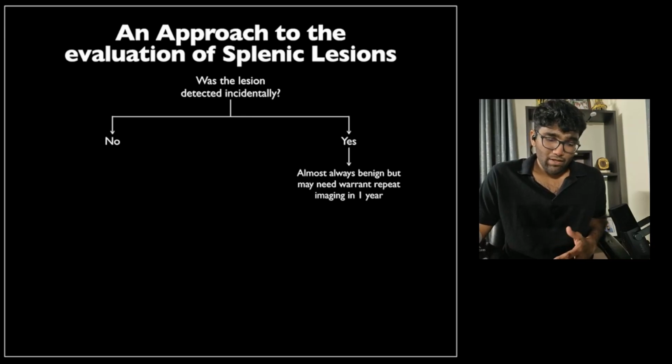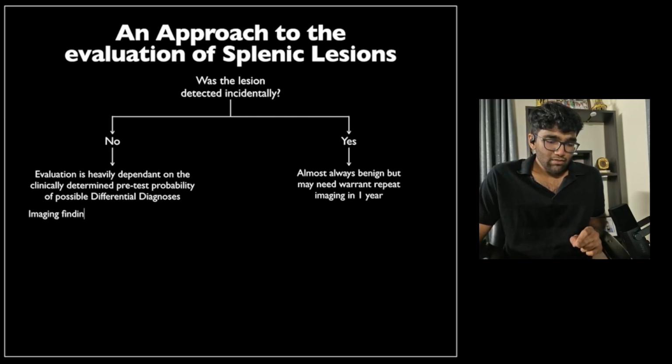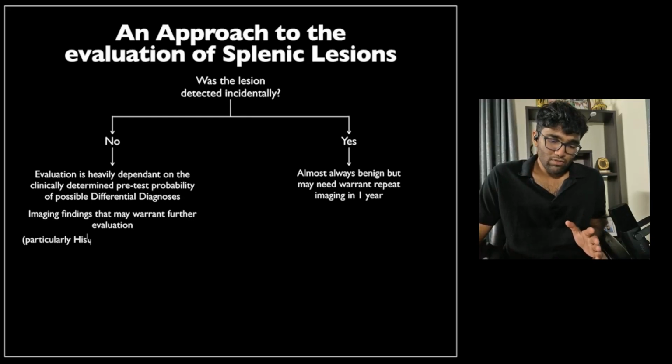If the lesion was detected due to some clinical findings such as fever, generalized lymphadenopathy or hepatosplenomegaly, in that case the evaluation is heavily dependent on clinically determined pretest probability, which we've already discussed in the preceding videos in this series. Imaging findings that are more contributory than others are as follows.